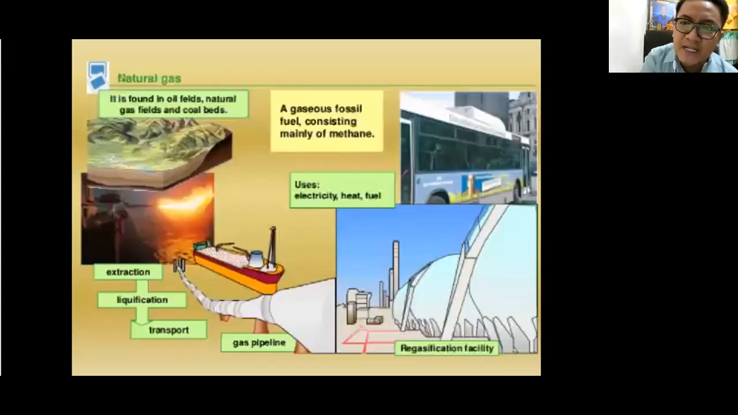Natural gas po natin. Si natural gas po natin is a gaseous fossil fuel consistent mainly of methane. So yun nga po yung sample natin na process from extraction, liquefaction, transporting, gas pipeline, and then dun sa ginatawag po natin regasification facility to produce, to use the electricity, heat, and fuel.